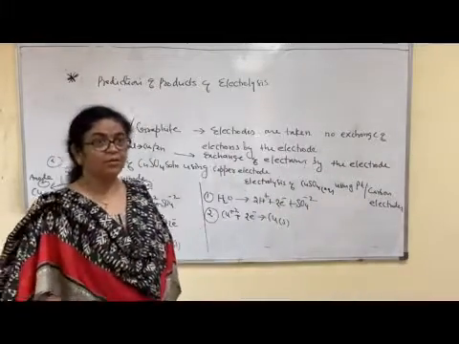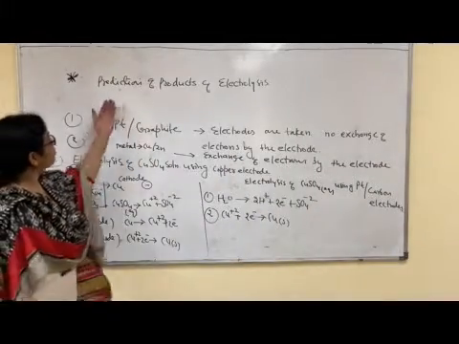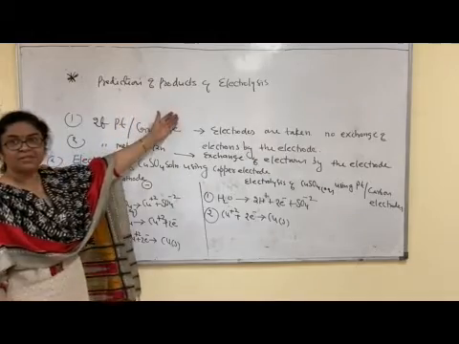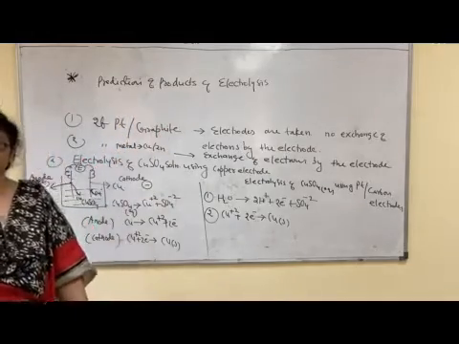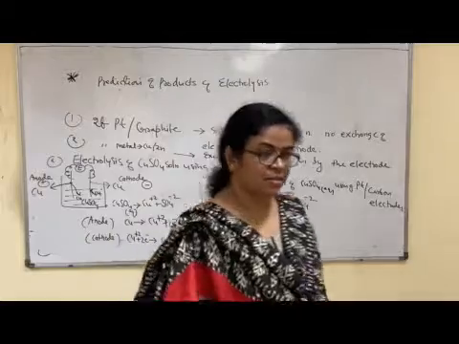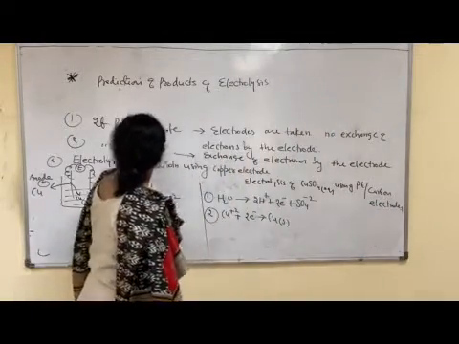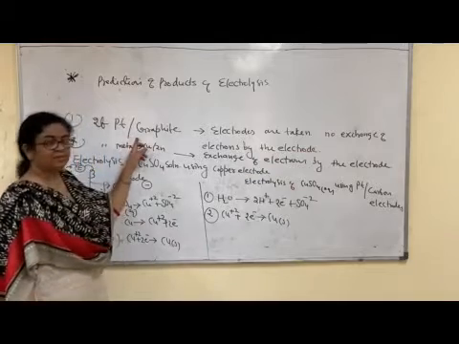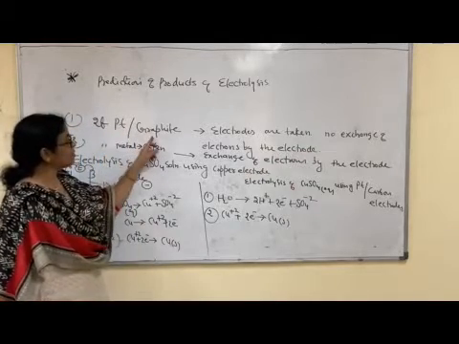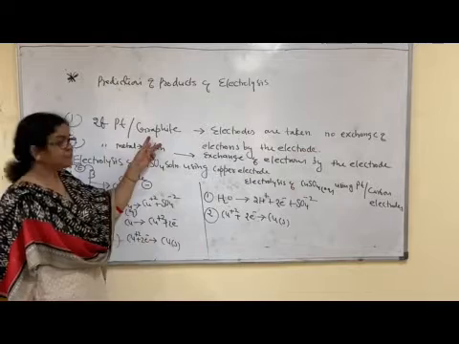Good morning children. Now we are going to discuss prediction of products of electrolysis, meaning what happens when electricity is supplied through an electrolytic cell in different conditions. The first condition is when inert electrodes are taken. Inert means platinum electrode or graphite electrode. Each one is inert, right?